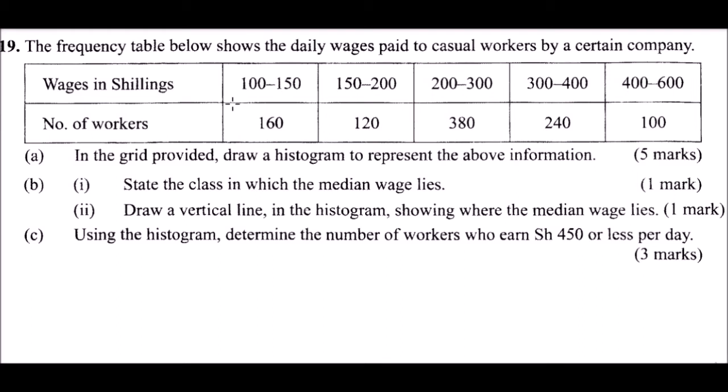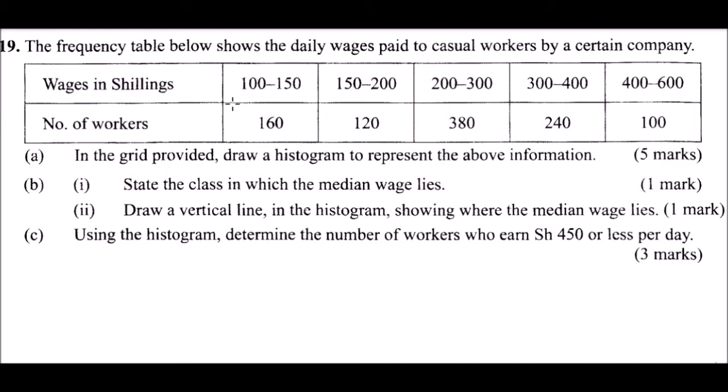That is, from 100 to 150, we have 50. 150 to 200, we have 50. 200 to 300, we have 100. 300 to 400, we have 100. And 400 to 600 is 200. Then we are given the number of workers. We are told, in the grid provided, draw a histogram to represent the above information.